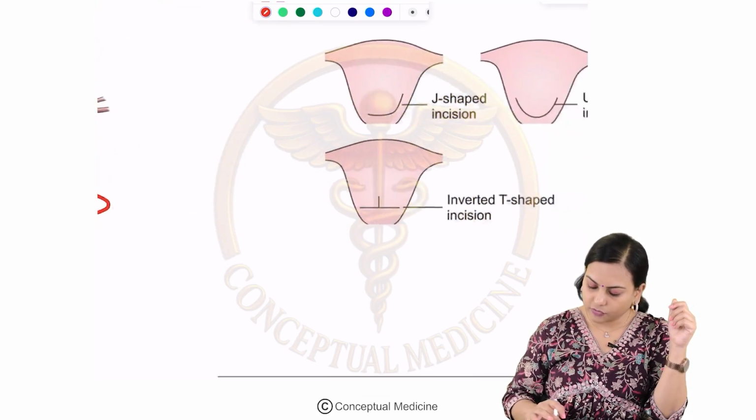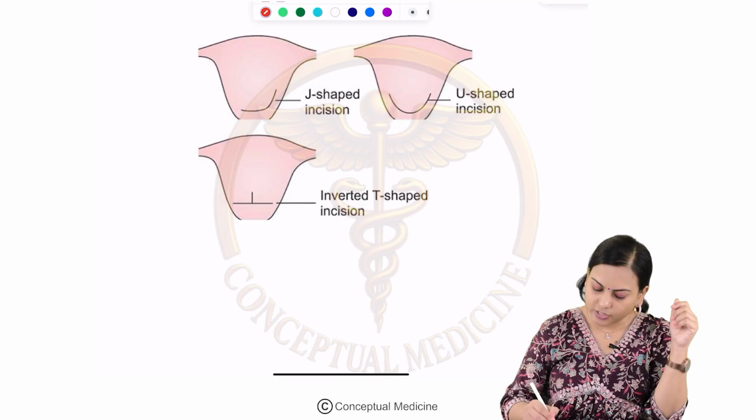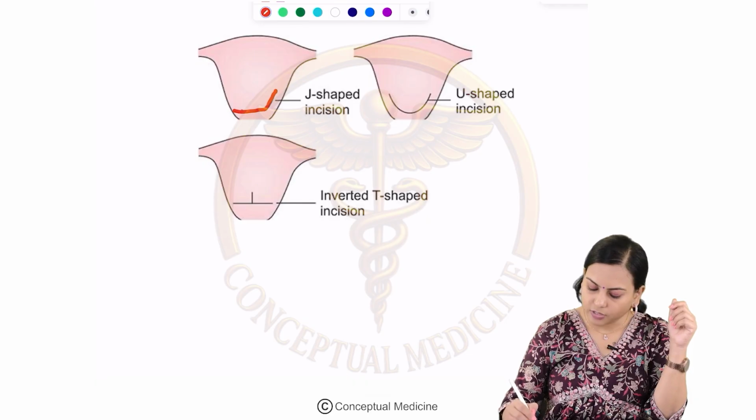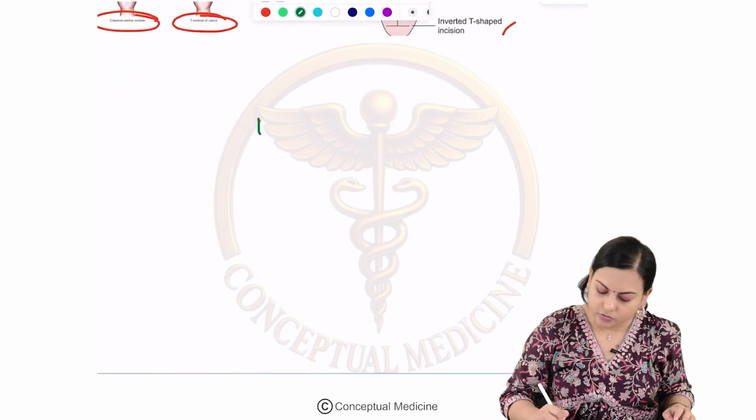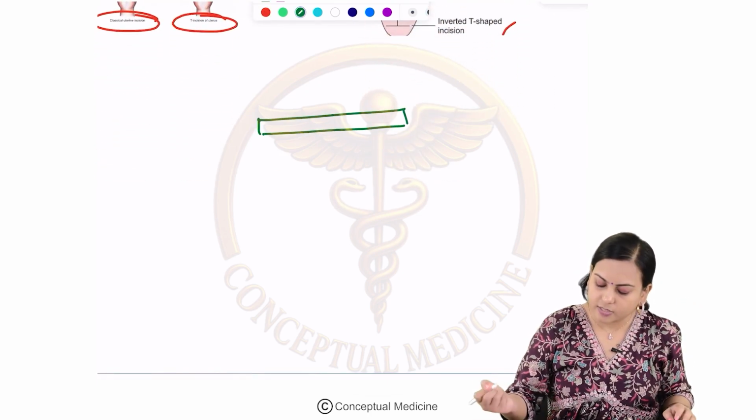This is a T incision of the uterus, and you have a J-shaped incision. Can you see a J shape here? Likewise it comes. So this is a J-shaped incision. You can even have a U-shaped incision, or an inverted T-shaped incision. Clear?